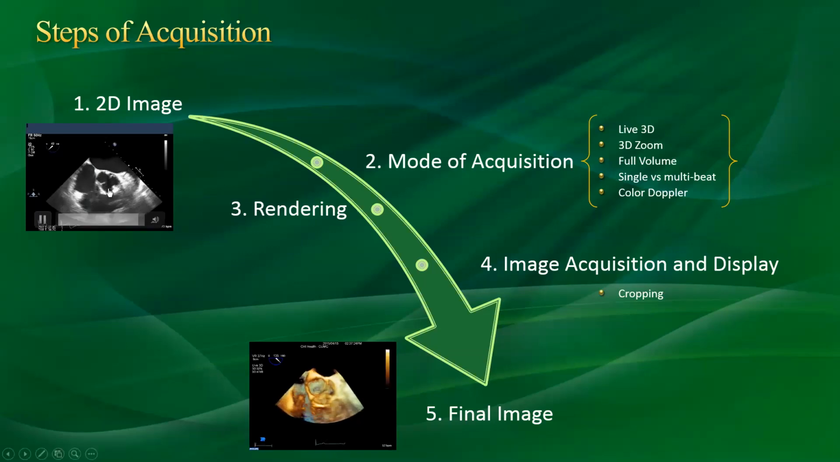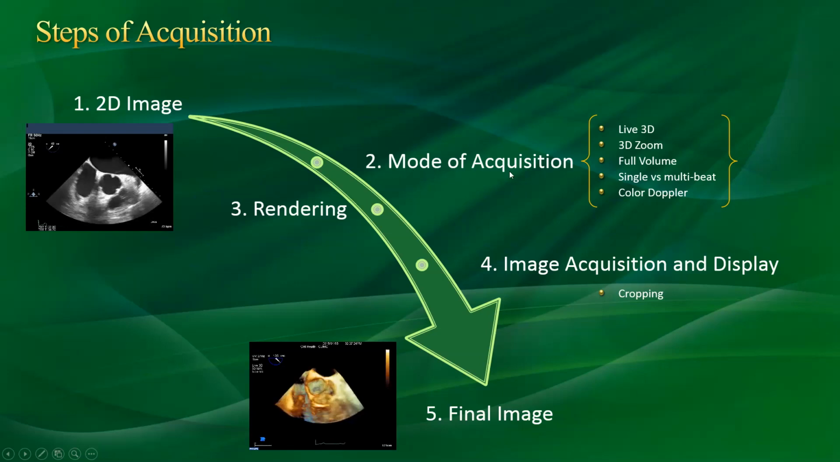So make sure you optimize your image, adjust your gain, adjust your depth. By decreasing your depth, you can increase your frame rate, which helps your temporal resolution. In general, having a frame rate between 20 and 30 hertz will provide a good temporal resolution. So first, you start with your 2D image, optimize it, and have your focus depth on the region of interest.